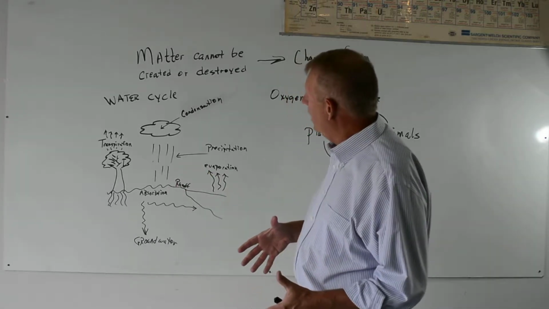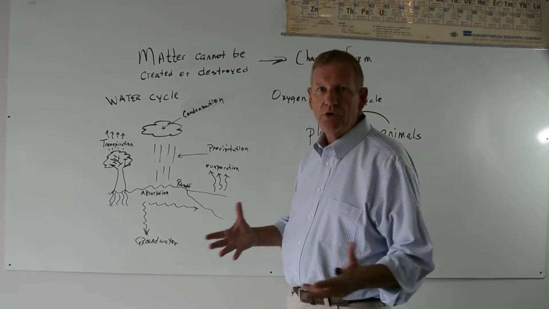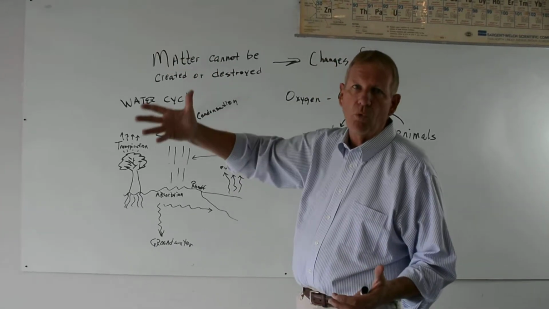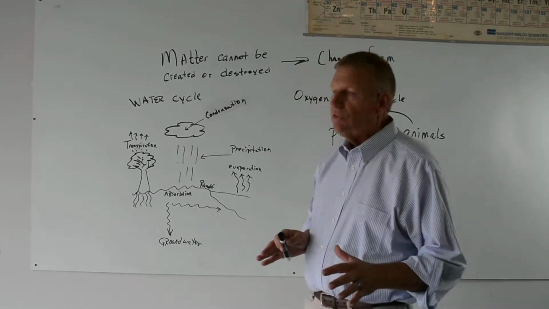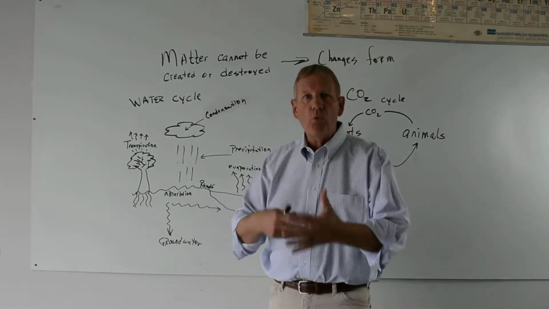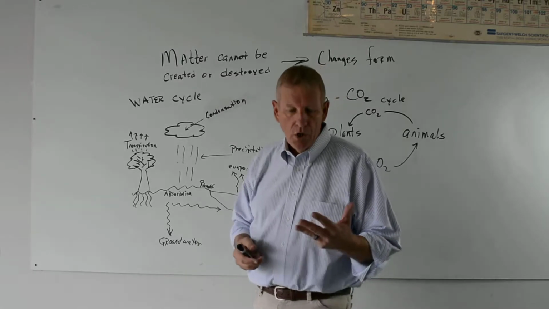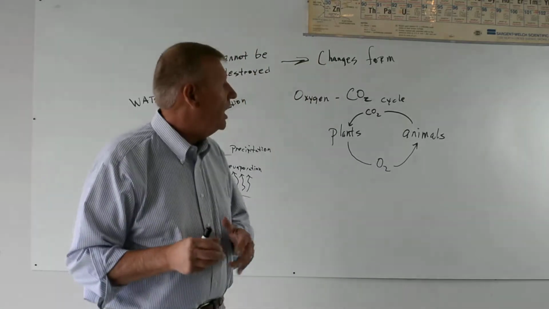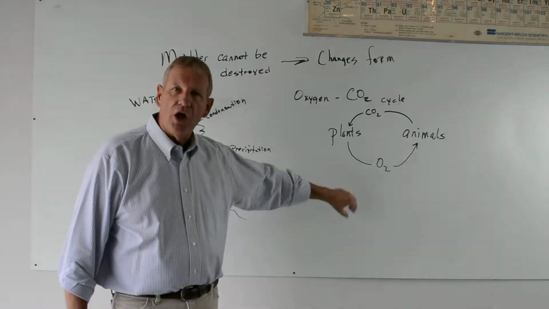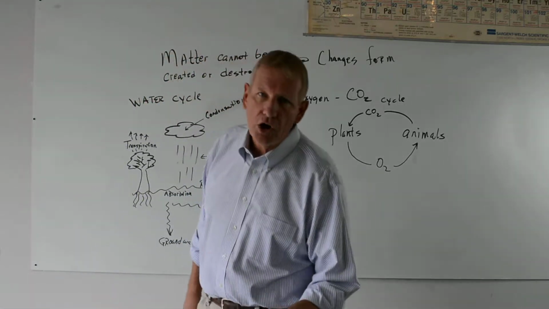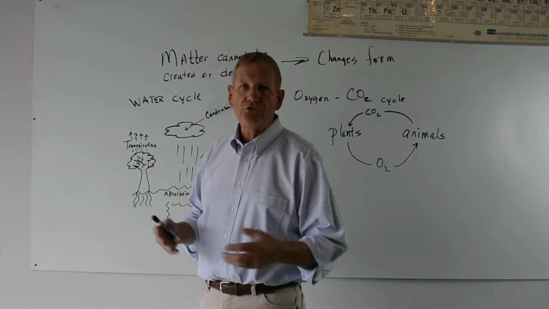So you might say, well, no, it rains, there's water coming down. So we have to take a look at the rotation and how this water changes form. We're going to look at three different areas: the water cycle, the oxygen carbon dioxide cycle, and the carbon cycle. So we're going to look at those three.